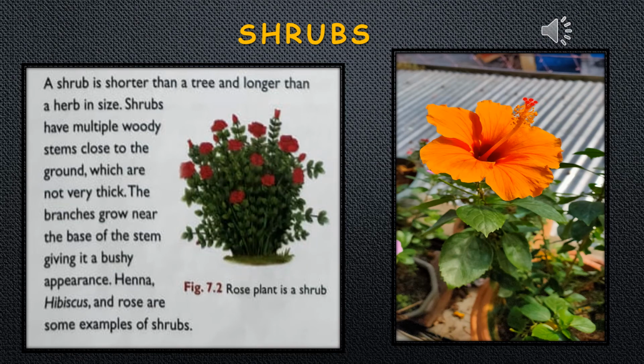Next is shrubs. Shrubs are shorter than a tree and taller than a herb. Shrubs have many woody stems close to the ground, which are not very thick. They have a shorter height, approximately 6 to 10 meters tall. For example, hibiscus, henna, and rose. These are some of the examples of shrubs.